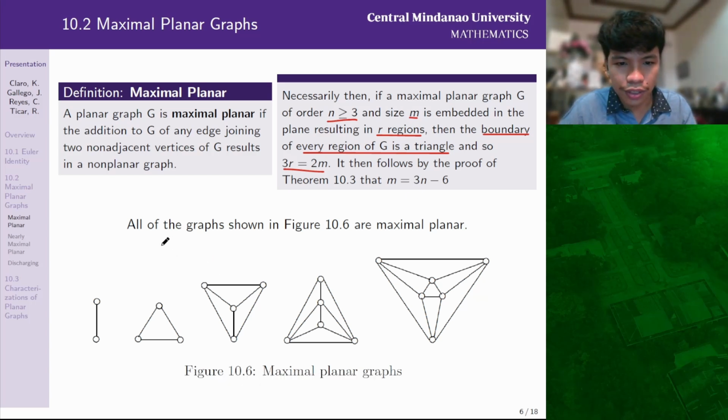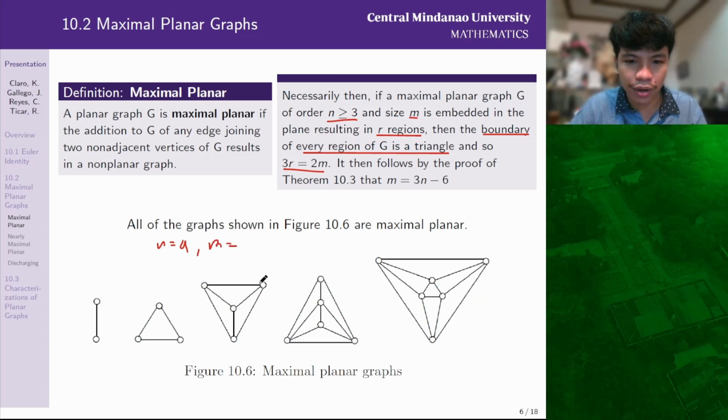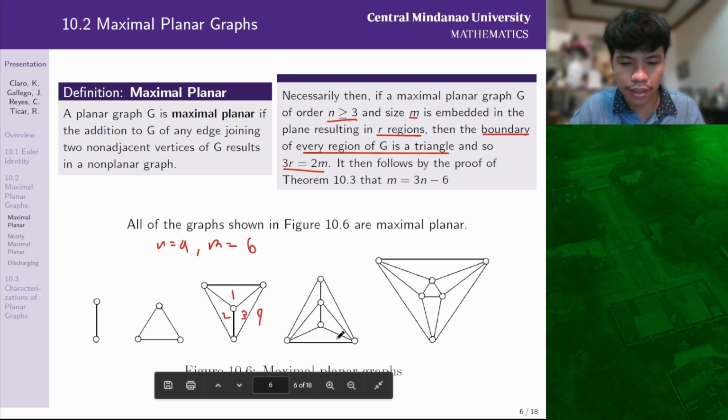Here, n is equal to 4 vertices, so it is greater than 3, which satisfies the condition. And m, the total number of edges, is 1, 2, 3, 4, 5, 6, so 6 edges. And the number of regions are this one, this, and this, so a total of 4 regions. R is equal to 4.